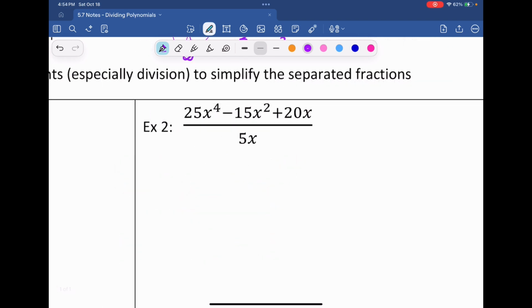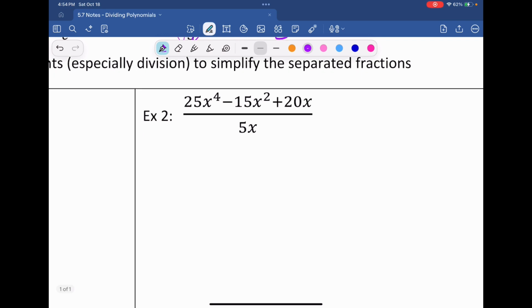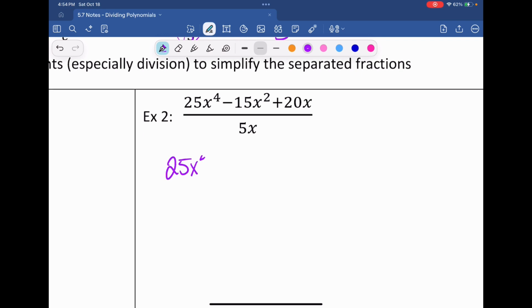All right, first things first, on example 2, we're going to decompose the fraction.